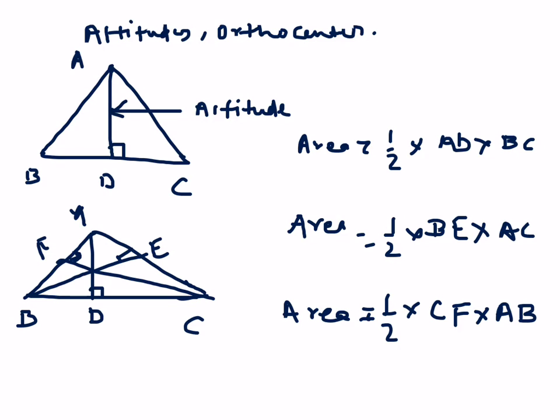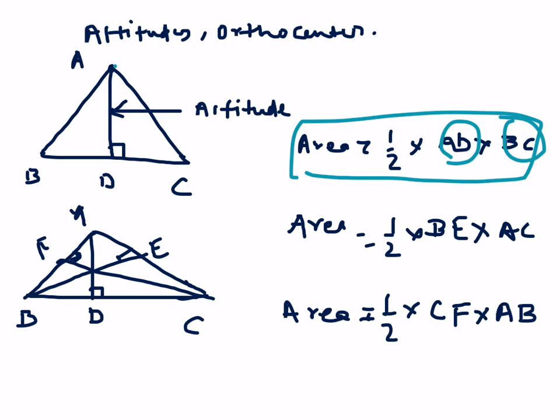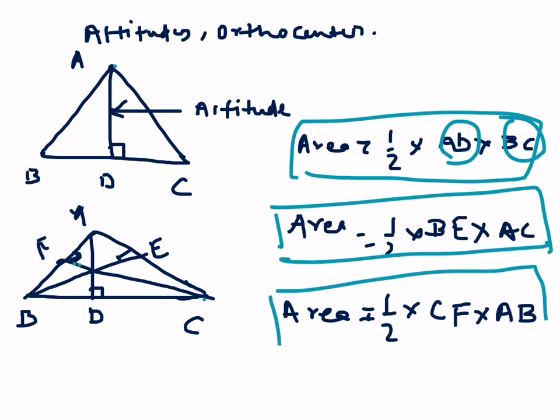Now next concept is altitude and orthocenter. If you drop a perpendicular from a vertex to the opposite side, the line is called altitude, and the moment you drop a perpendicular you can find the area of the triangle through this formula, the altitude and the base on which the altitude is drawn. In this figure, AD is the altitude, BC is the base on which this altitude is drawn. Similarly, you can drop other perpendiculars. From B it will be BE on AC, from C it will be CF on AB. So area can be half into BE into AC or area can be half into CF into AB.